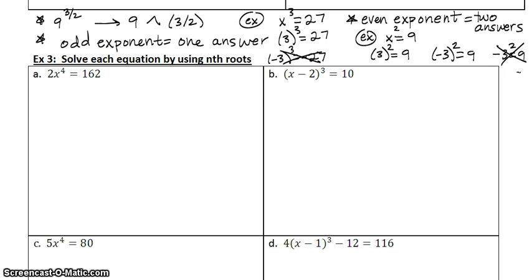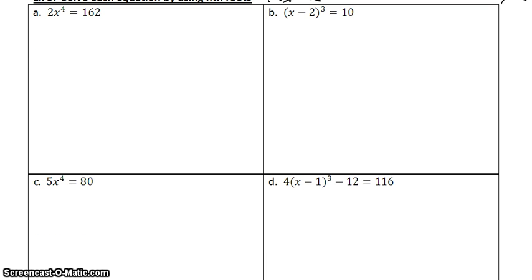All right, example 3. We're going to use this fact about roots that we talked about just a little bit earlier to solve some equations. So, flashback again to geometry 2. What I want to do is get my x term by itself, and then I'm going to take some sort of root to get rid of the power. So in this situation, I'm going to divide both sides by 2. I end up with x to the 4th equals 81.